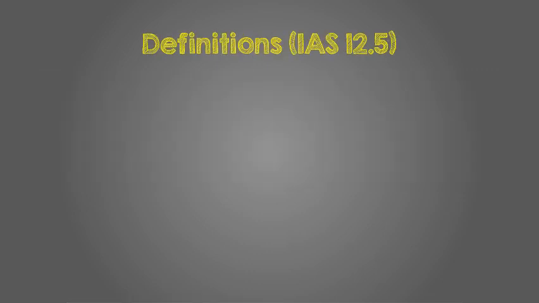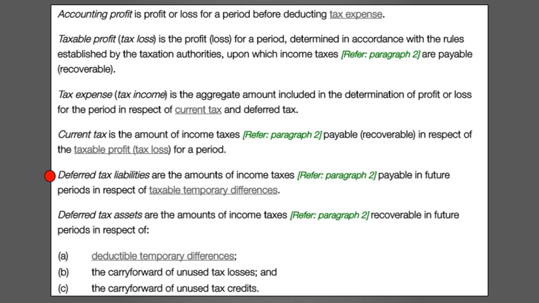Okay, the definitions we find in paragraph 5. The definitions that we will specifically look at are as follows. Firstly, deferred tax liabilities is defined as the amount of income taxes payable in future periods in respect of taxable temporary differences. So if we have temporary differences that will in future be taxable, that is going to result in us paying more tax in future. We will have to create deferred tax liabilities.